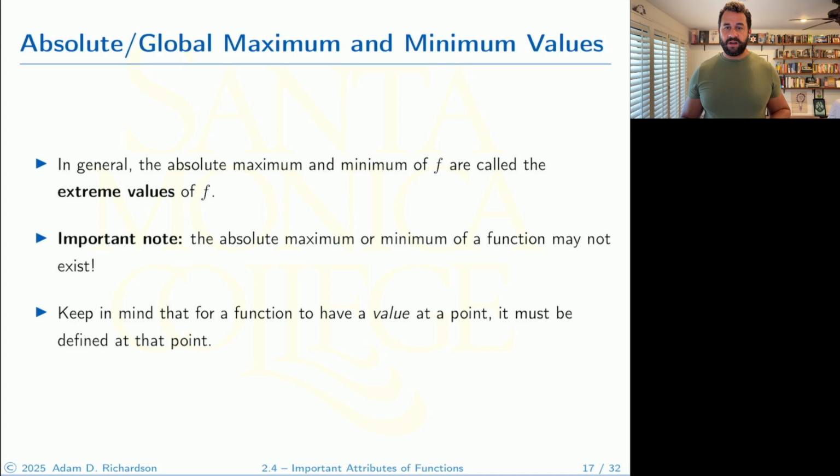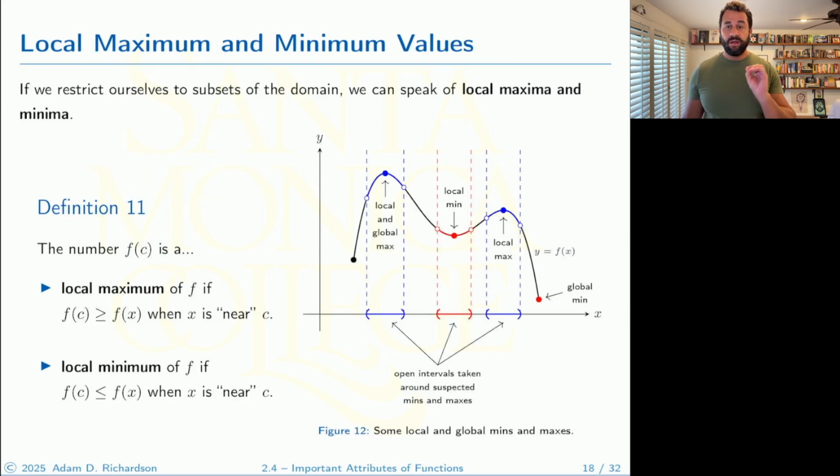Okay, now that we've talked about these absolute slash global maximum and minimum values, let's focus our attention a bit more on local maximum and minimum values. So this is a bit different. Now we're going to restrict ourselves to subsets of the domain. We're basically going to put the blinders on, and we're going to look at little pieces of the domain. And when we do that, we can start talking about local maxima and minima, localizing our attention.